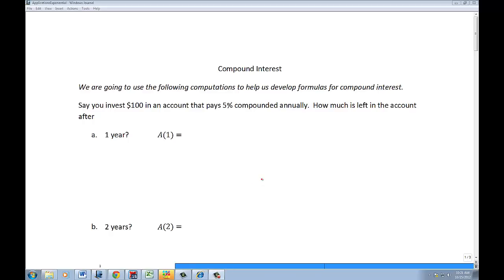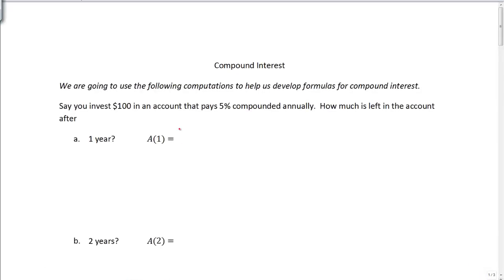What I want to do right now is use the following computations to help me develop formulas for compound interest. So let's say that you have $100 in an account that pays 5% annually. How much is going to be in that account after 1 year? Well, you have the $100 that you started with plus 5%, which we find by taking 0.05 times that 100, which is $105.